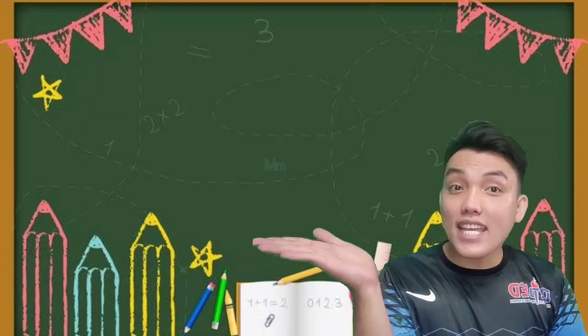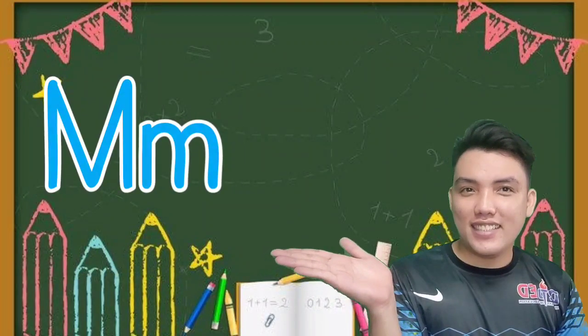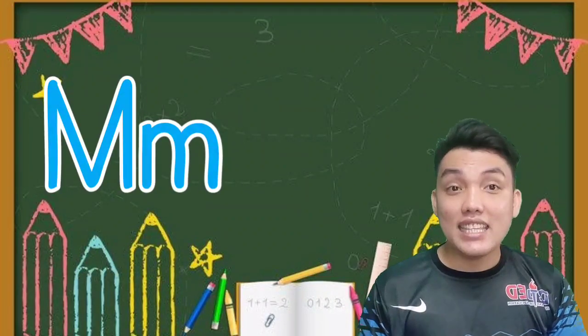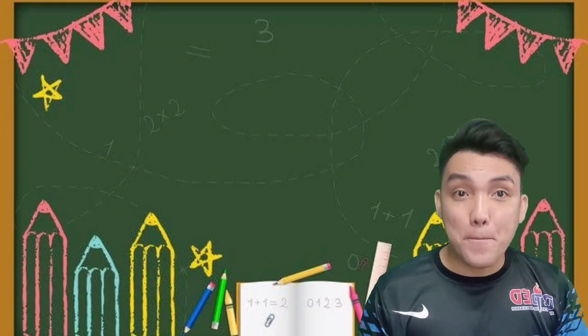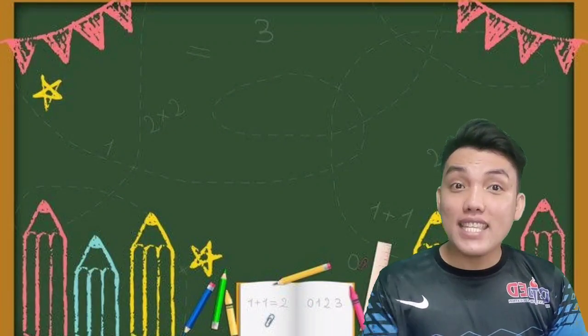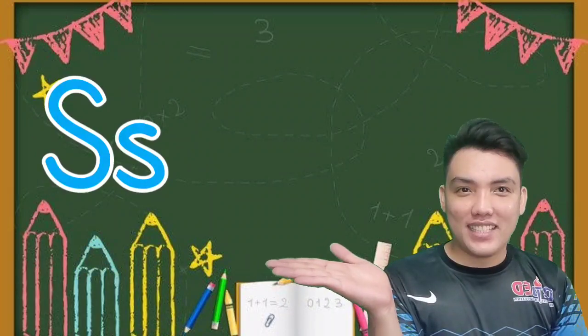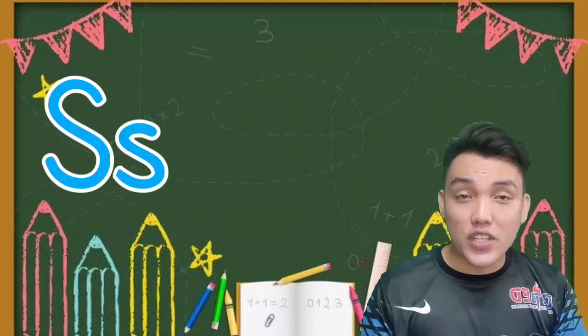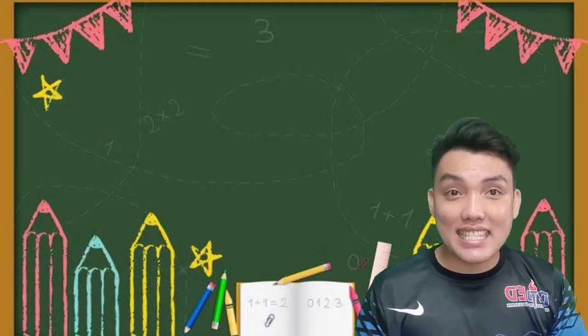Next, what is the sound of this letter? Very good. The sound of this letter is M. Lastly, what is the sound of this letter? Very good. The sound of this letter is S.